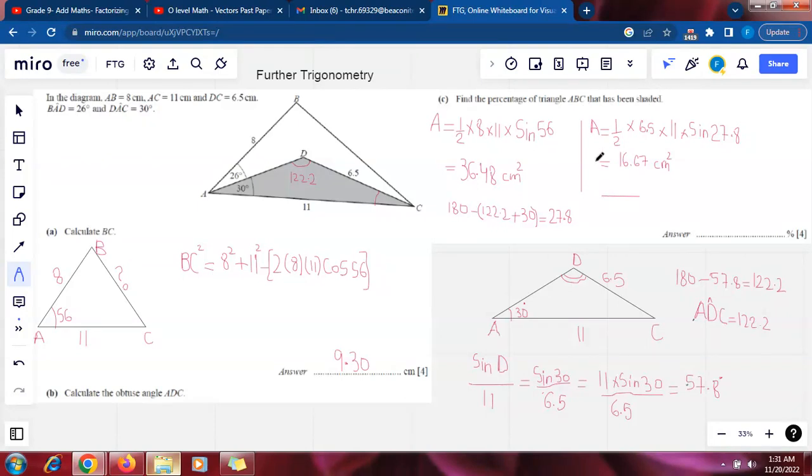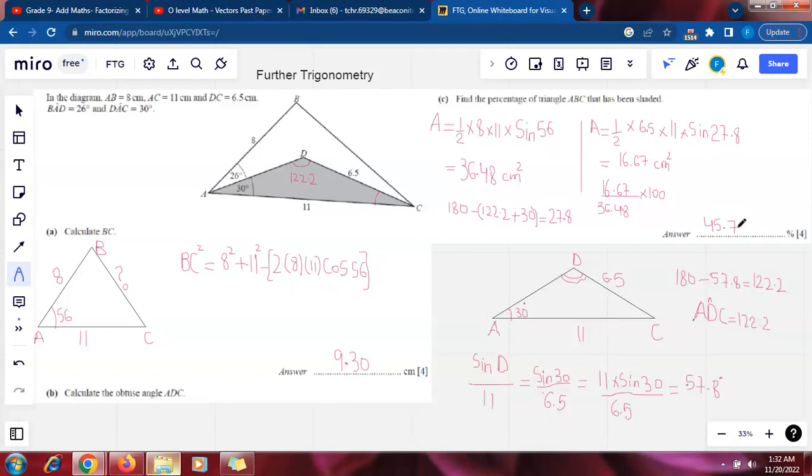So the area of the shaded part is 16. So we will just write 16 in the numerator, and the shaded part, and this is the total part, and we have to multiply it with 100 in order to get the percentage. So again, take the help of the calculator and find out the answer. The percentage is coming out as 45.7%.